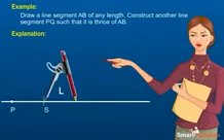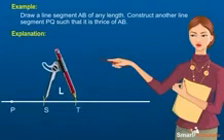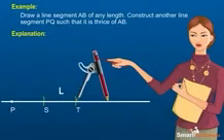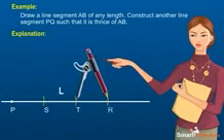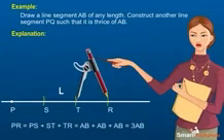Now, place the compasses pointer on S and mark an arc on L at T. Now, place the compasses pointer on T and mark an arc on L at R. PR is the required line segment.